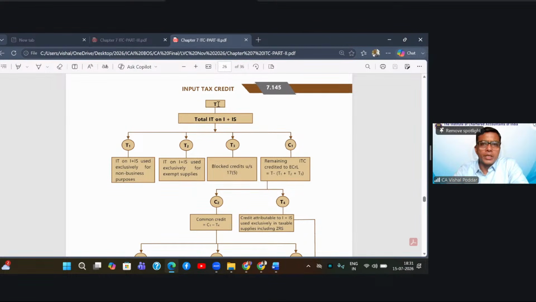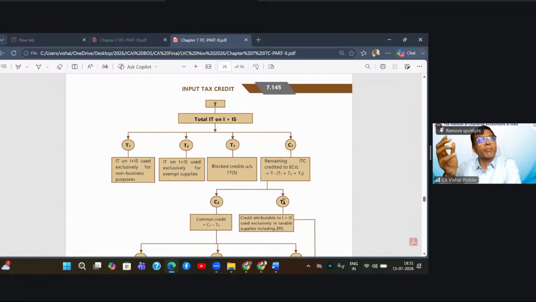Now from this T, you have to subtract T1, T2, T3 and later T4. These have to be subtracted from T. Now the first question is, why are we doing this subtraction? Understand this, students. The law requires us to do proportionate reversal of ITC. Whatever ITC applies to exempt supplies, you have to reverse. Whatever applies to taxable supplies, you can avail.